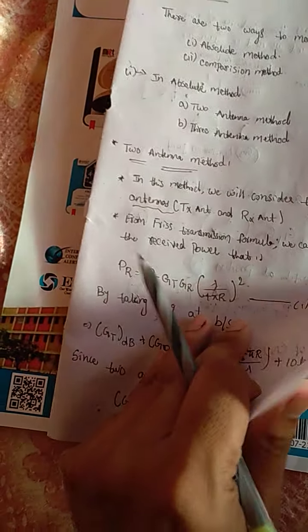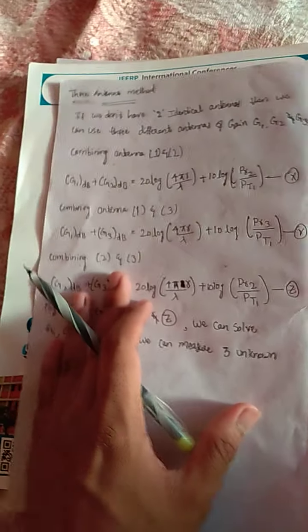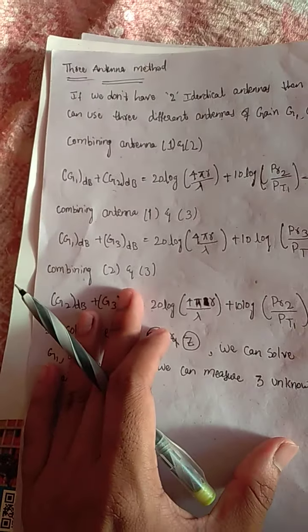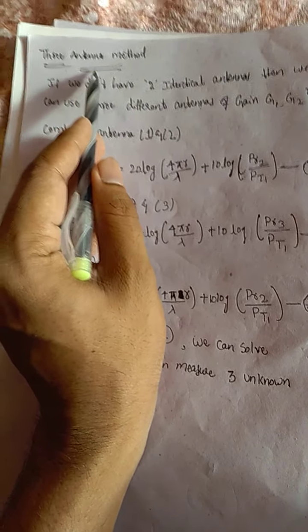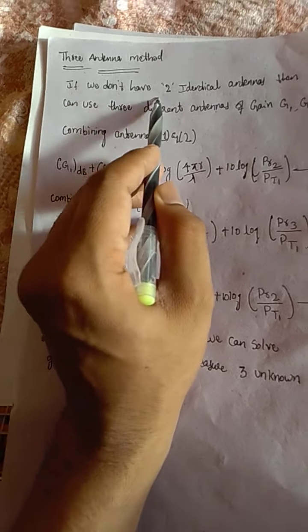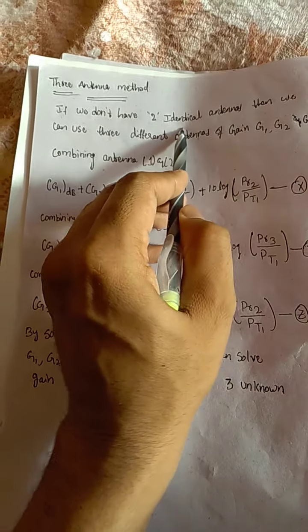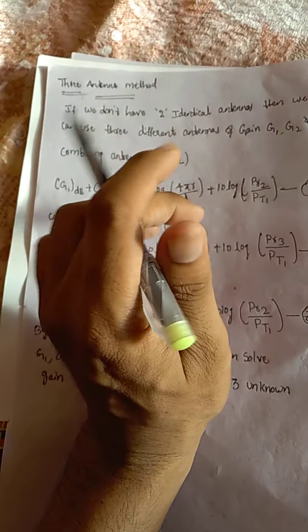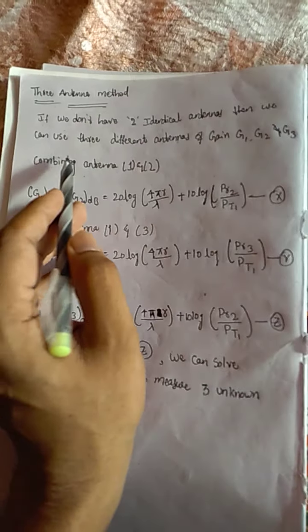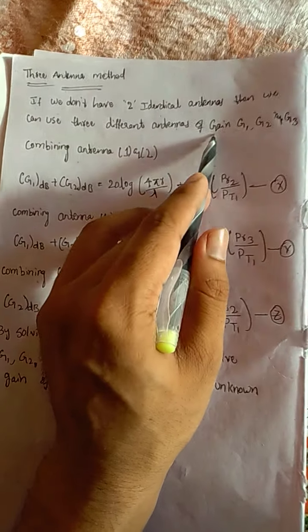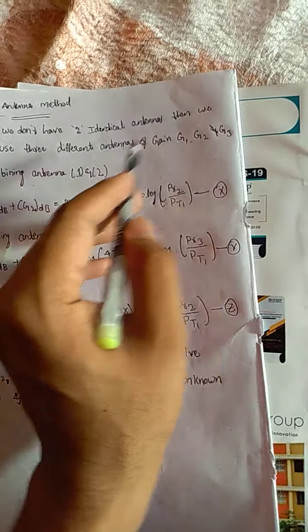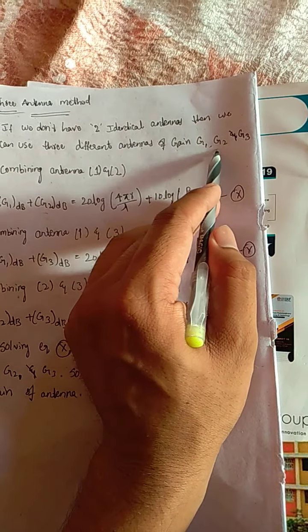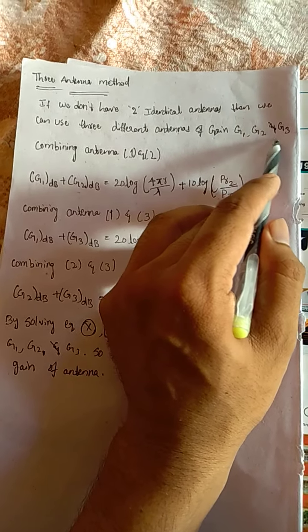We use the three antenna method when we don't have two identical antennas. Then we can use three different antennas of gain: first antenna gain G1, second antenna gain G2, and third antenna gain G3.